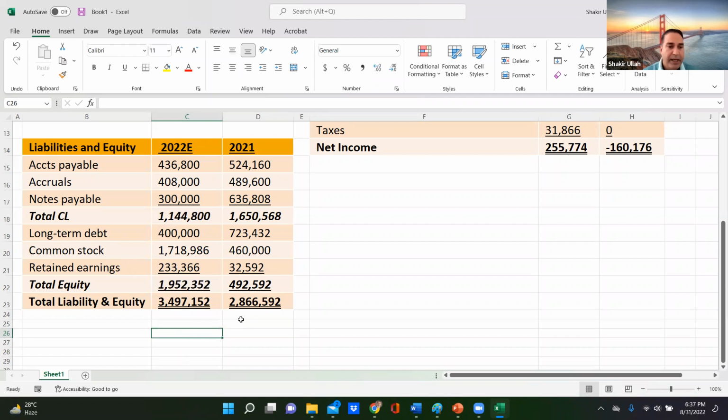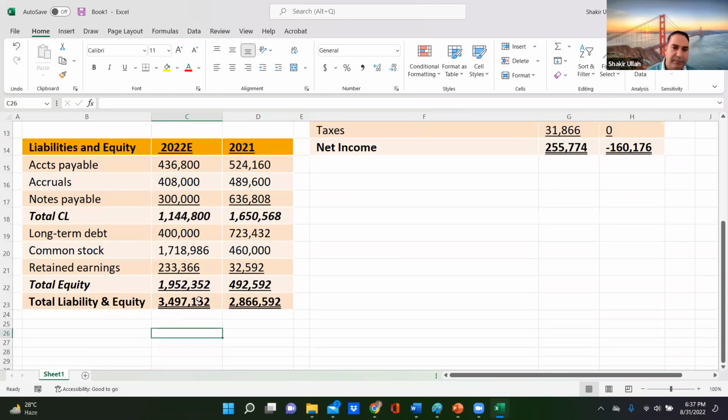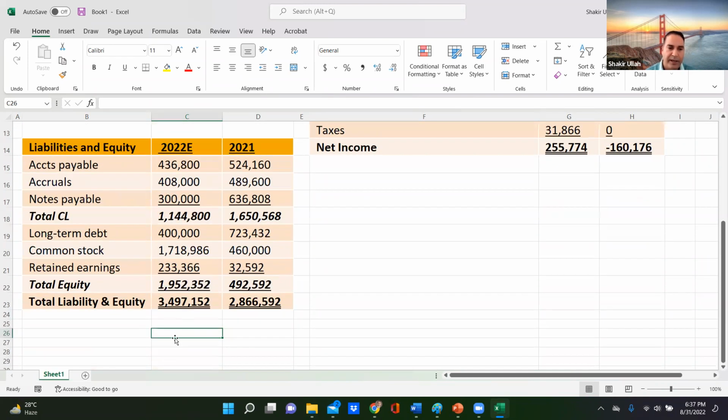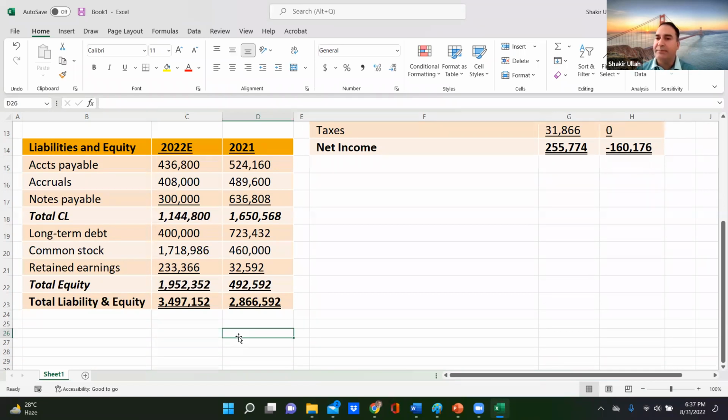Okay. Now, if we look at the total liabilities and equity, and we compare that with the total assets, do we have the same numbers? You see, the total assets are about 3.497 million 152. Okay, and that is the same number as we got here. That is why we call this sheet a balance sheet, because the two numbers have to be balanced. Is that clear?